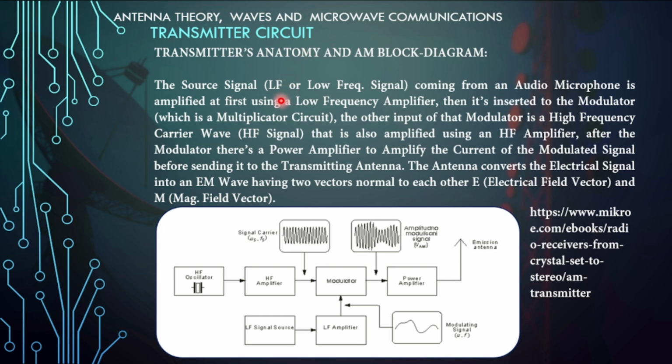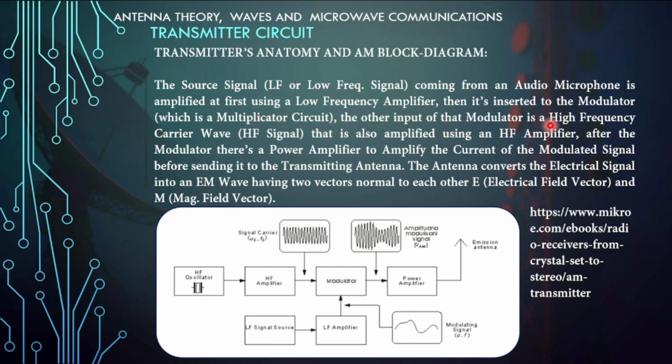Transmitter circuit. Now, the source signal, the LF or low frequency signal, which is the audio, we're going to consider the example of amplitude modulation for AM radio bands. For an AM radio, we have a low frequency signal, LF, coming from an audio microphone. It goes through a low frequency amplifier, and is then inserted into the modulator, which is a multiplier circuit, by the way.